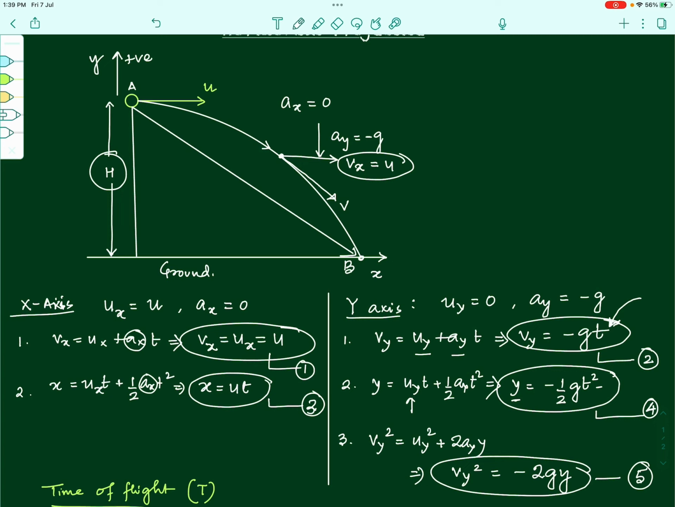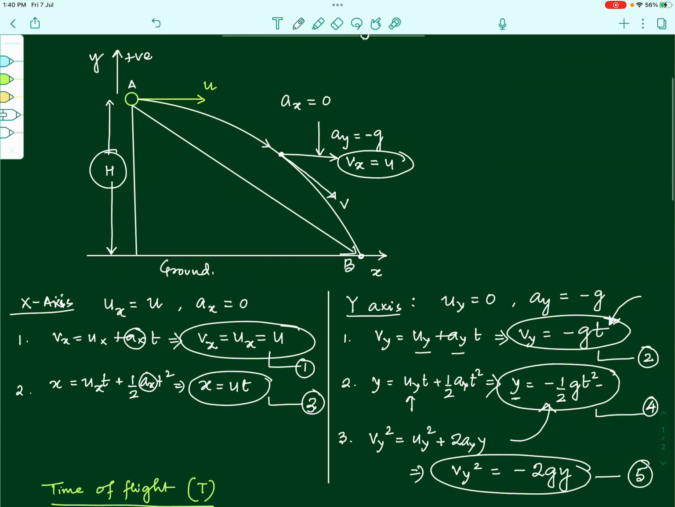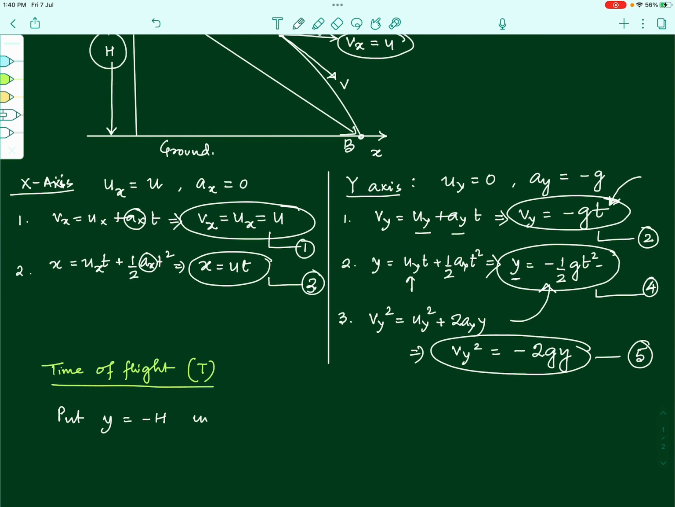So can we say that as the projectile reaches from the point A to the point B, its y directional displacement will be h. So we can use the fourth equation of motion, the one that connects the y directional displacement with time, and put y is equal to minus h here. Why minus h? Because we have taken upward direction to be positive, and the displacement that the projectile undergoes is along the downward direction. So we have to put it along with the correct sign, right? So y is equal to minus h we put in equation number 4 to get the corresponding value of time, which will be nothing but the time of flight.